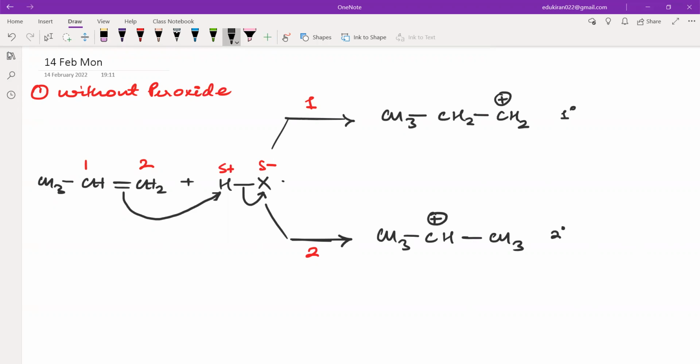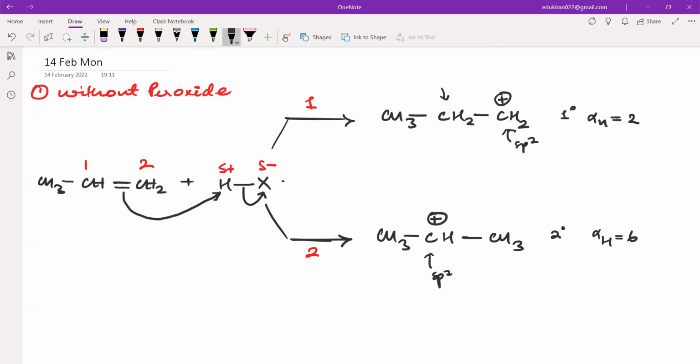Now, whenever we talk about carbocation, we will talk about hyperconjugation. I hope you can see that this is sp2, this is also sp2, and the number of alpha hydrogens here, this is the alpha carbon, only two alpha hydrogens are there. Now in this structure, how many alpha hydrogens do we have? We have 6 alpha hydrogens.